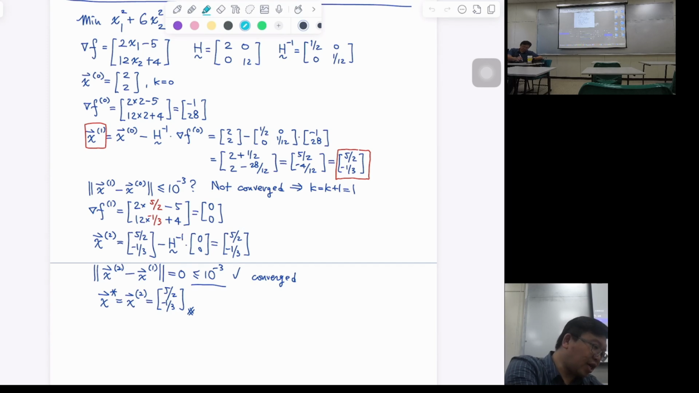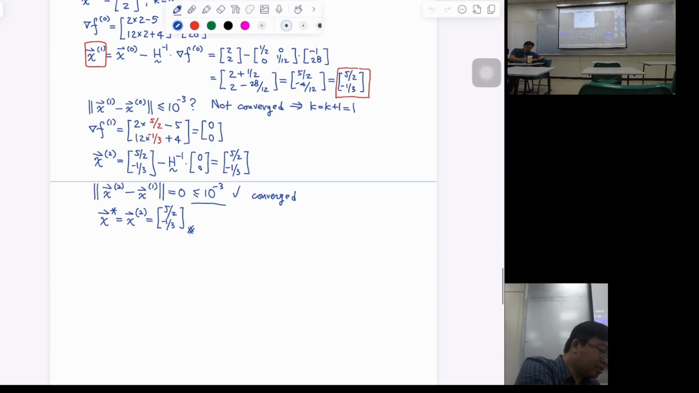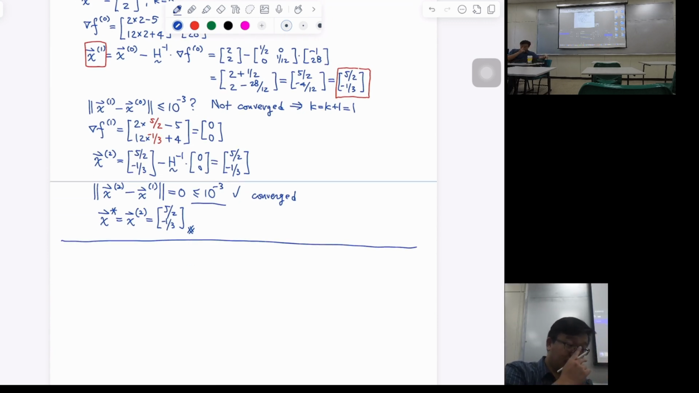Okay, so last time we covered Newton's method. So this time we're introducing a new method.